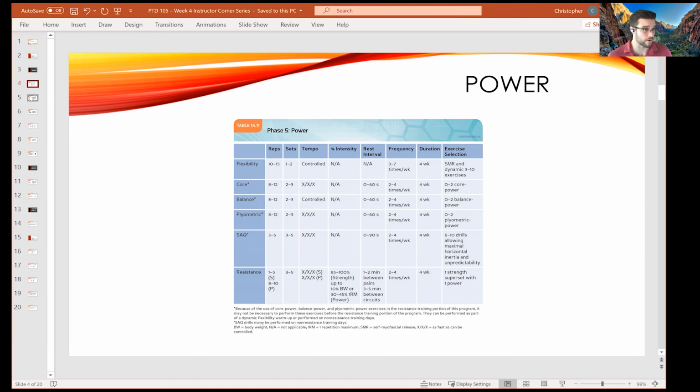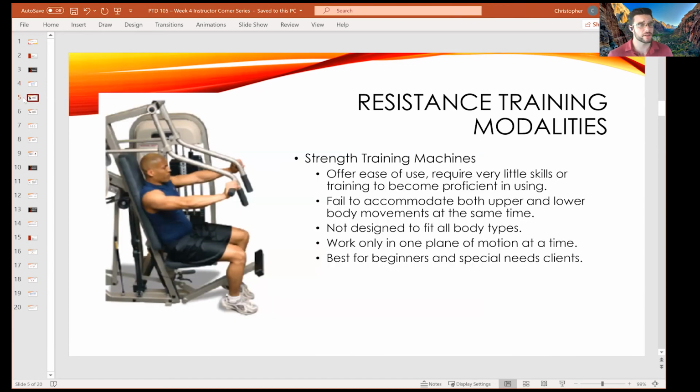I want to touch on the differences in various modalities, because as a fitness professional you're going to want to be able to accommodate your clients in the best ways that you possibly can. It's very, very important to understand the differences between those multiple modalities, especially when you're trying to program for specific types of clients.